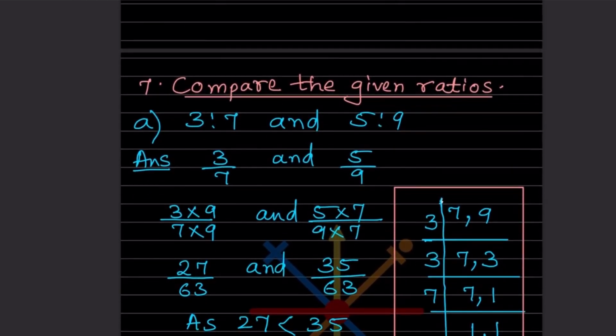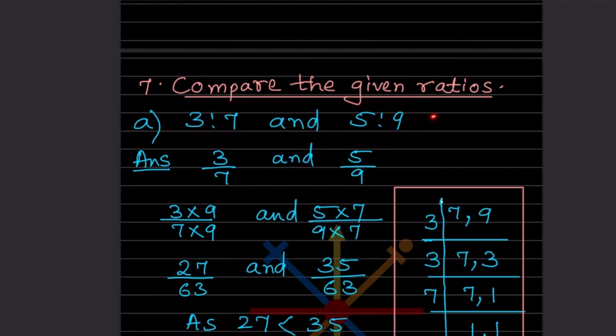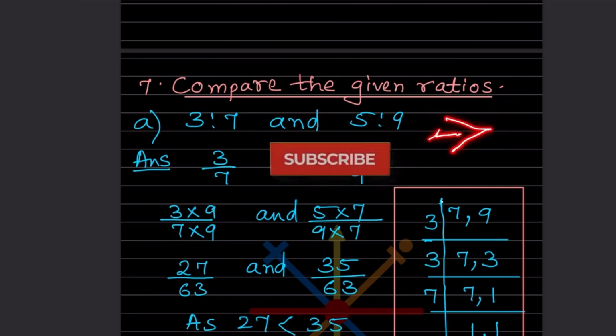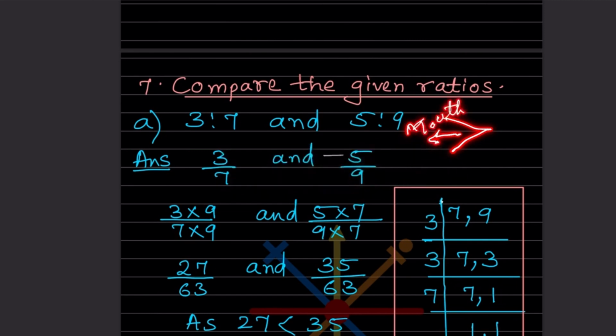Here it says that you have to compare the given ratios. These are the given ratios and we have to compare them. You know comparing means you have to write either the greater than or the less than sign. Whenever we write it like this, it opens its mouth wherever there is a bigger number. We say the crocodile's mouth. We have seen this in the previous video. You can go to the previous video for the detailed explanation.